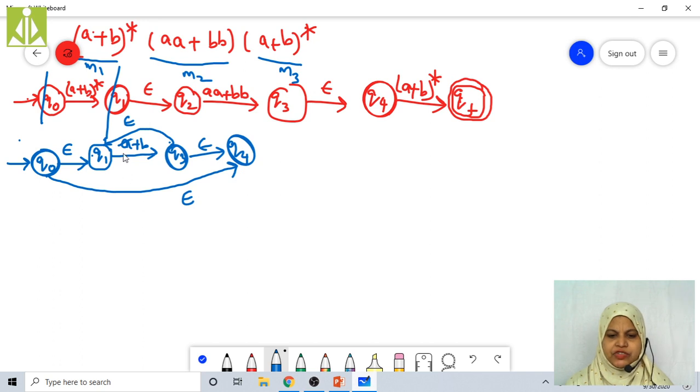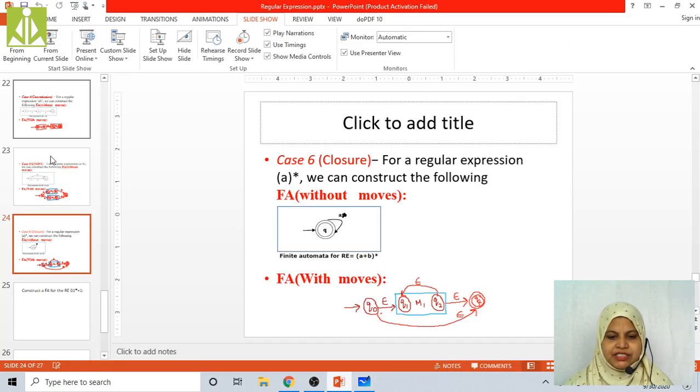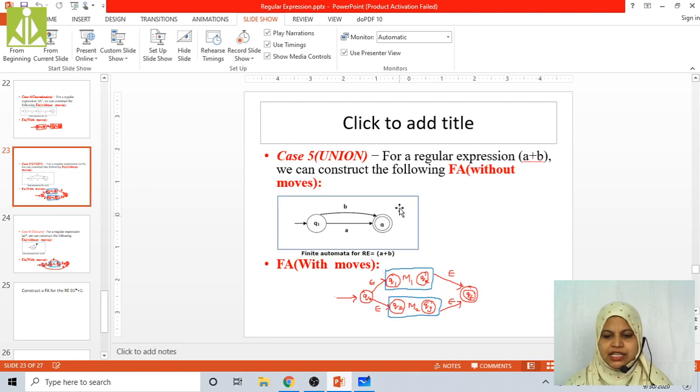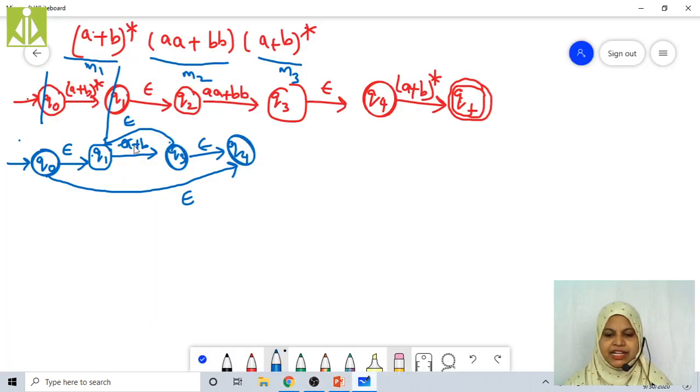First we have to solve this one, A plus B. Again A plus B is the union of two strings. Check this one, A plus B. See here, this is the transition diagram for A plus B: Q naught, epsilon, epsilon, Q1, Q2, M1, M2, Q2, Q3, epsilon, epsilon. This is the union. In this example also we have the union, A plus B. So we have to perform this one.